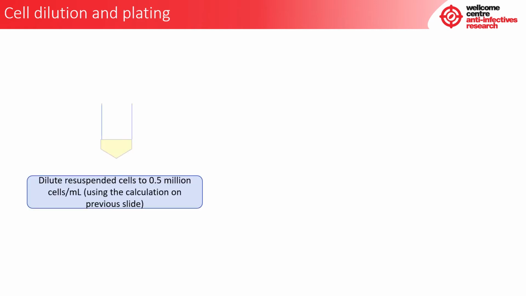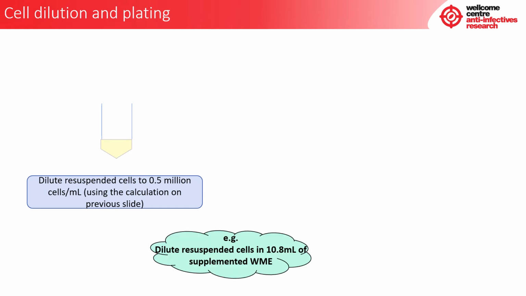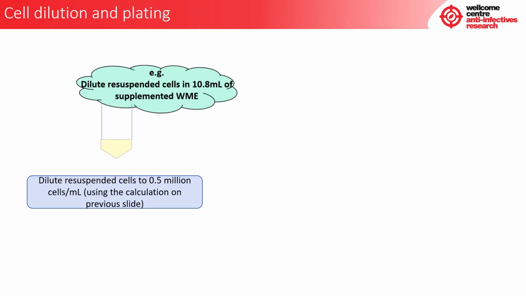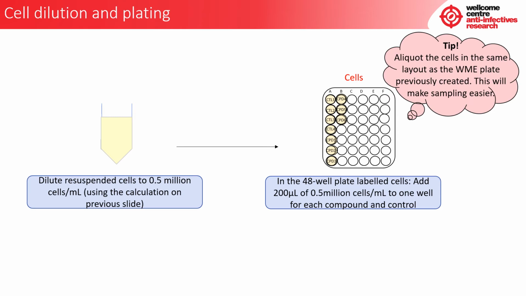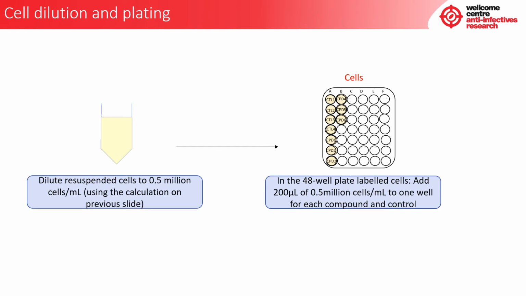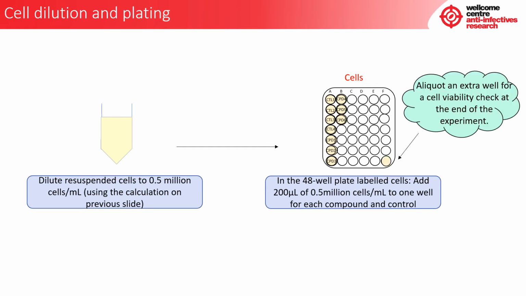Cell dilution and plating. Dilute resuspended cells to 0.5 million cells per ml using the calculation on the previous slide. For example, dilute resuspended cells in 10.8 ml of supplemented WME. Next, in the 48 well plate labelled cells, add 200 microliters of 0.5 million cells per ml to one well for each compound and control. A quick tip is to aliquot the cells in the same layout as the WME plate previously created. This will make sampling easier. In addition, aliquot an extra well for a cell viability check at the end of the experiment.